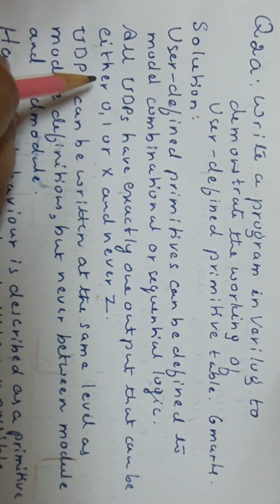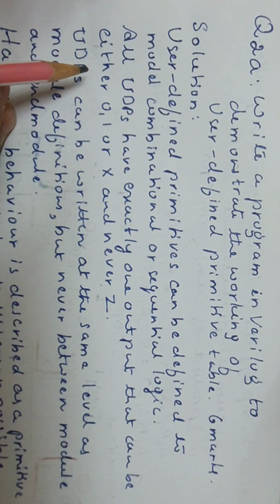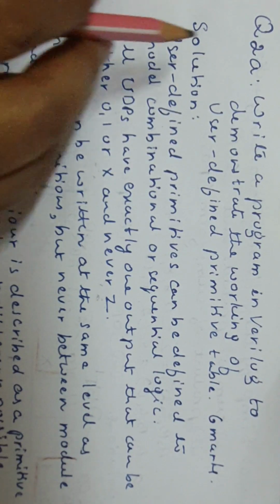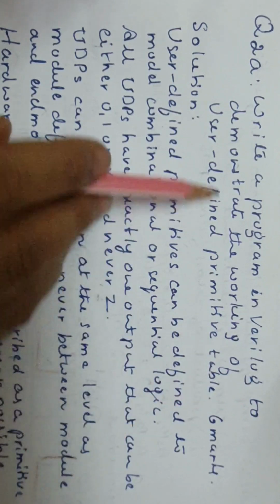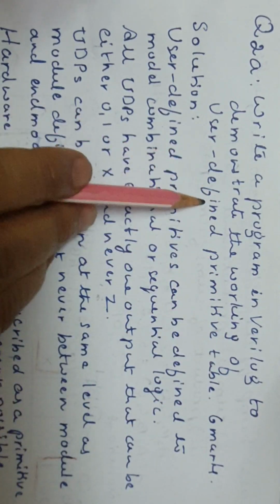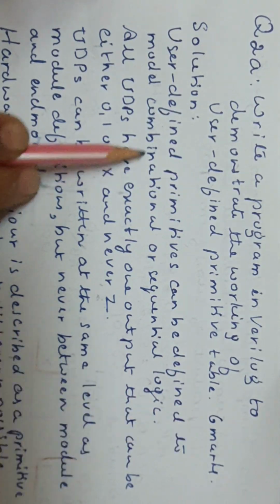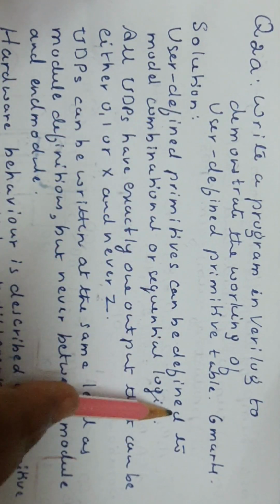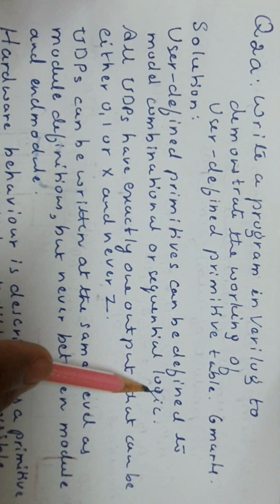Today we shall discuss model question paper Set-2 of the subject Digital Design and Computer Organization with the subject code BCS302. In that, question number 2a: write a program in Verilog to demonstrate the working of user-defined primitive table. 6 marks. User-defined primitives can be defined to model combinational or sequential logic.